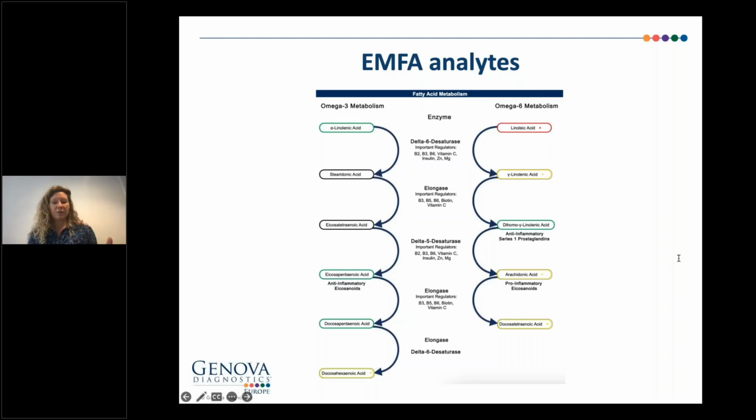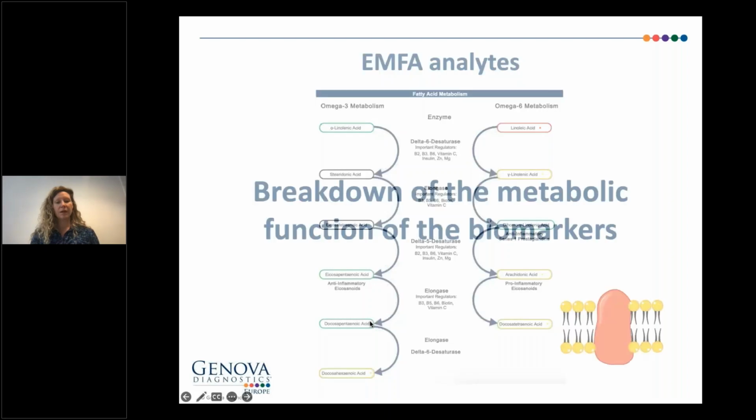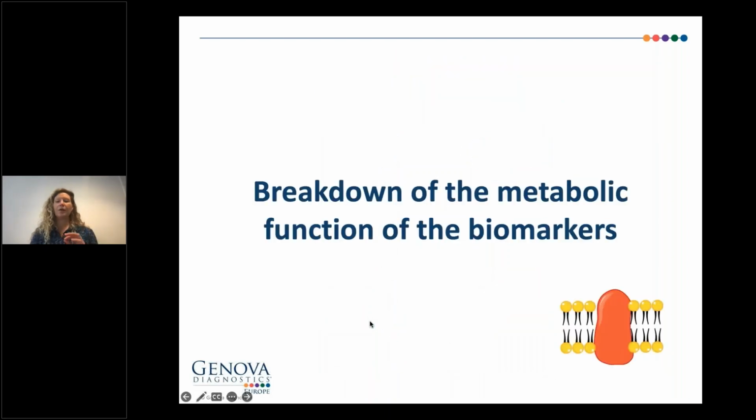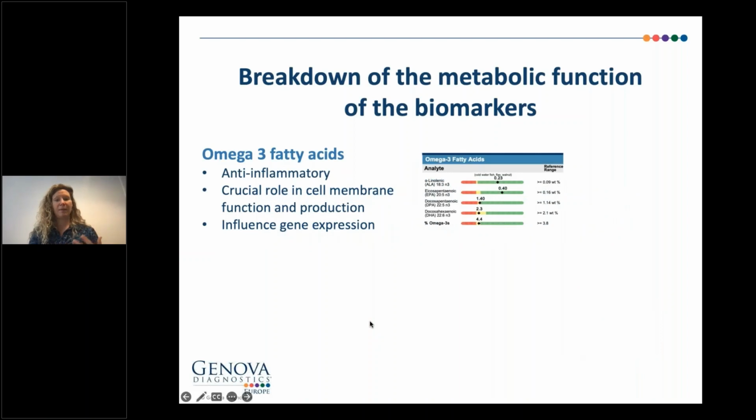So the other thing that is worth mentioning is that omega-3 and omega-6 fatty acids are competitive in their use of these enzymes. And so we may often see a fatty acid that is dominating an enzyme. This is why it's really useful to have these results outlined on this visual page here. So I'm just going to go into a breakdown of the metabolic function of each of the biomarkers that we test, and then I'll move on to the more clinical sort of applications.